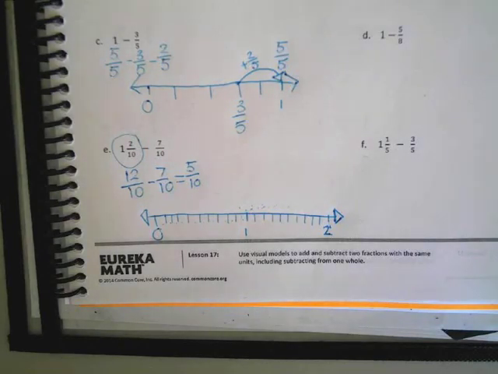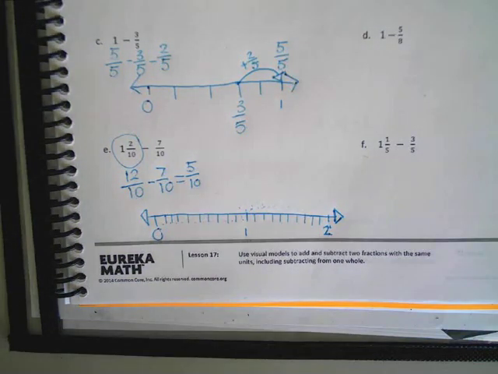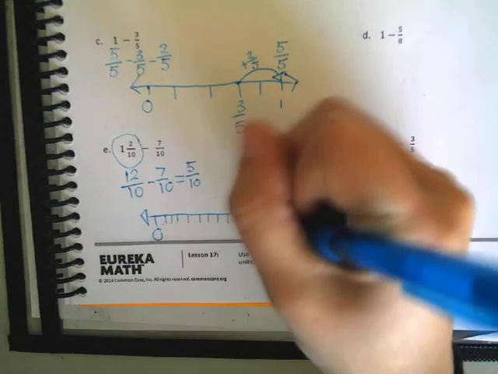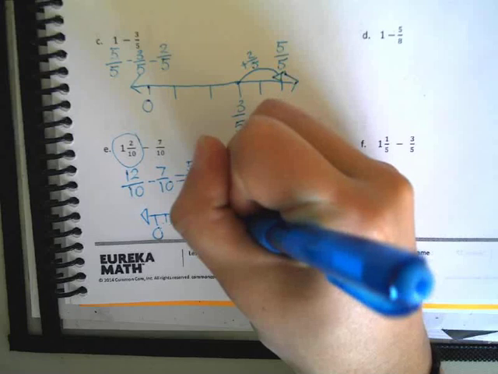What should I do first? I want to prove it with addition. So what should I start with? Anyone have an idea for me? Tyler, what do you think? 7 tenths. He says start with 7 tenths. So let me find that really quick. 1, 2, 3, 4, 5, 6, 7.